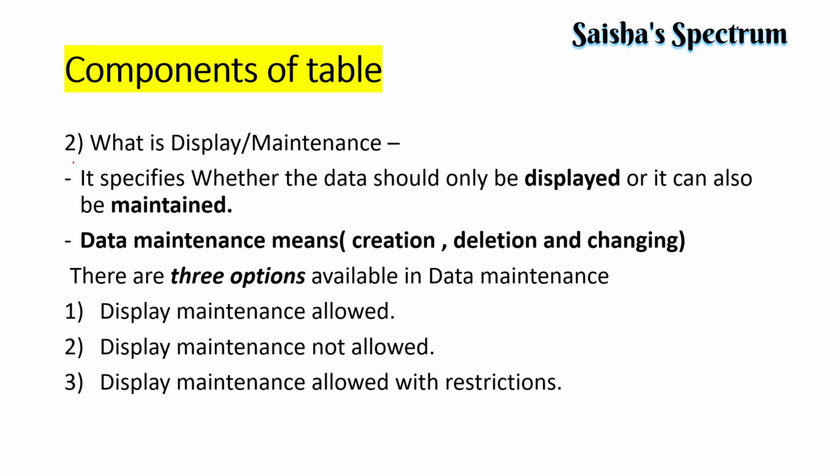So the second component is display and maintenance, where it specifies whether the data should be displayed or can only be maintained. There are three different options available for data maintenance, that is display maintenance allowed, display maintenance not allowed, and display maintenance allowed with restrictions.